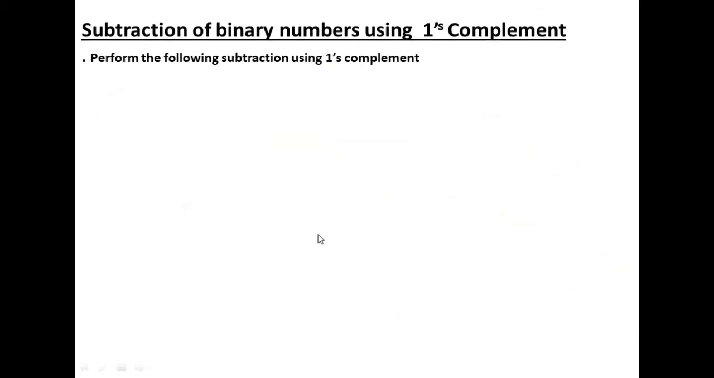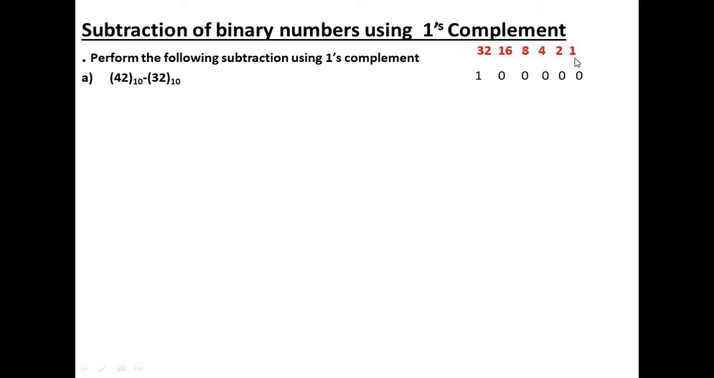Let us take one more example. Subtraction of two binary numbers using 1's complement. Here we have taken two numbers, 42 minus 32 in decimal. Because we know that using 1's complement and 2's complement method, we can subtract only binary numbers. But here numbers are given in the decimal number system. So we have to convert this decimal number system into the binary number system. We know how to convert. So let us convert 42 and 32 into equivalent binary numbers.